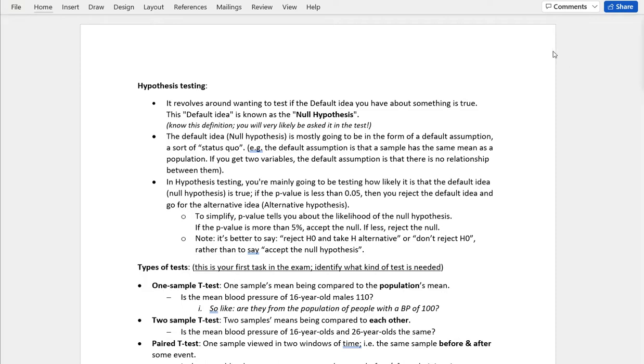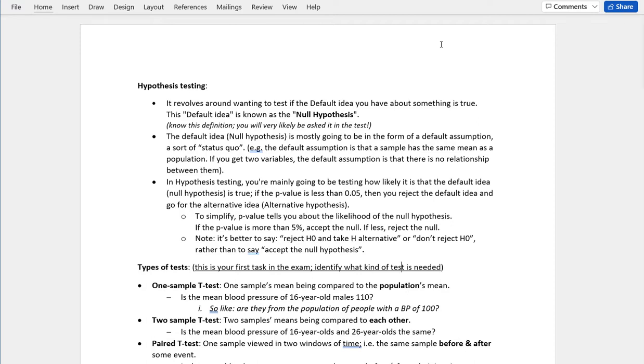An example of a null hypothesis is that you hypothesize that the average blood pressure of the population of males in the Czech Republic is 110, for example. The average blood pressure of a male in the Czech Republic is 110. That is your default idea about the males of the Czech Republic, and this is thus your null hypothesis. We call it H0, the null hypothesis, and you say that your null hypothesis is that the average equals 110. Then you would be testing to see whether that is true or not.